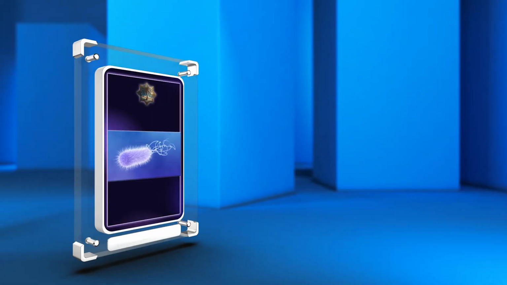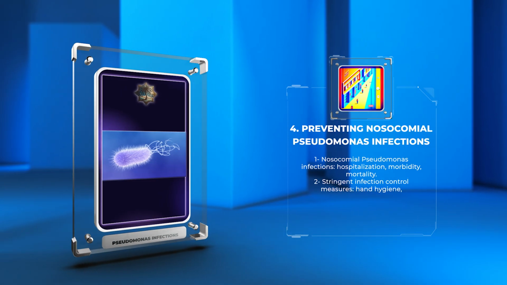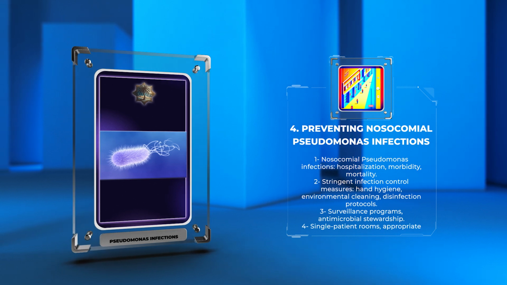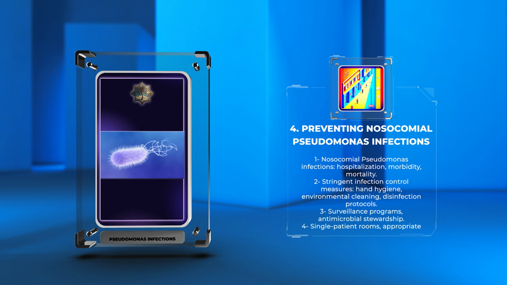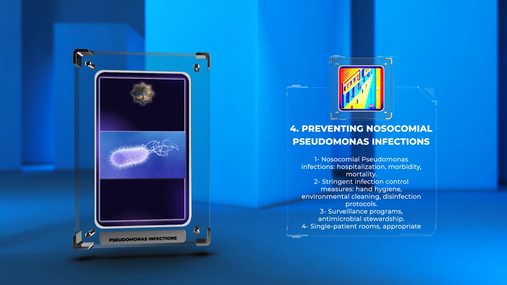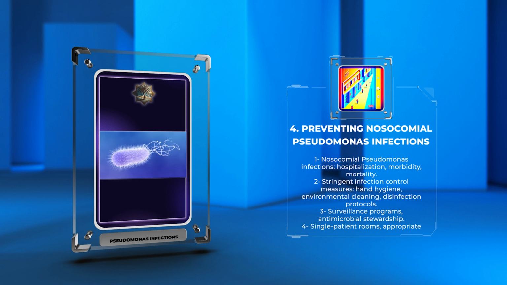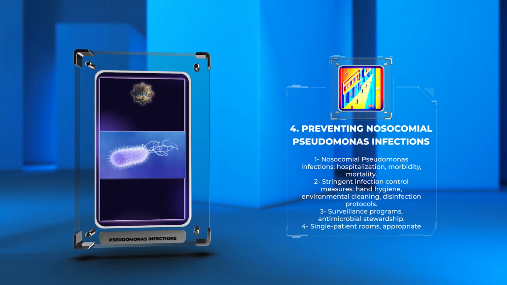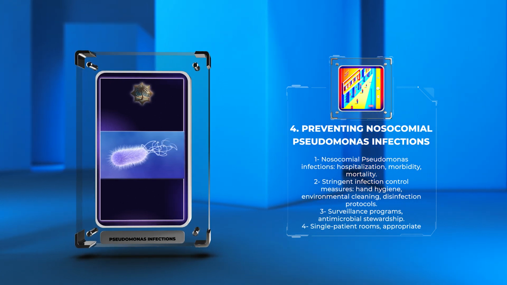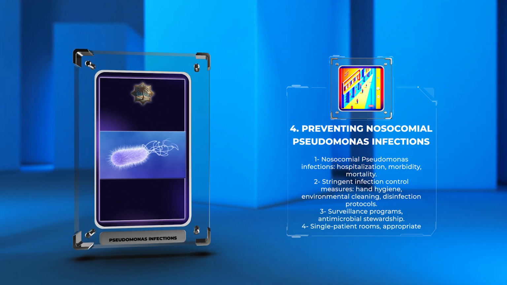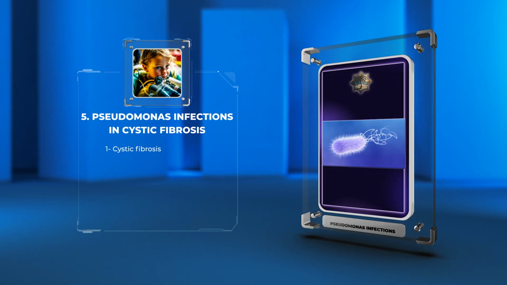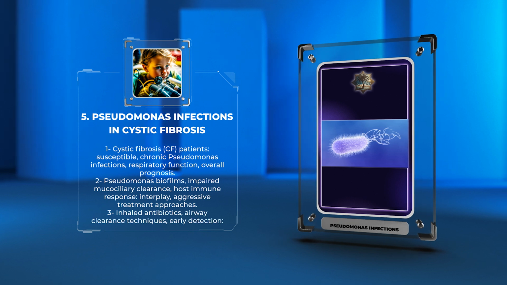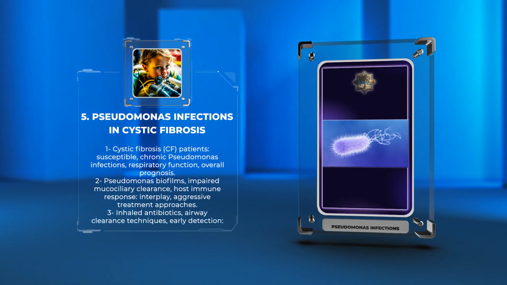Nosocomial Pseudomonas infections, acquired during hospitalization, pose a significant challenge due to their association with increased morbidity and mortality. Implementing stringent infection control measures, including hand hygiene, environmental cleaning, and adequate disinfection protocols, can help minimize the risk of transmission. Surveillance programs, antimicrobial stewardship, and the use of single patient rooms with appropriate ventilation play pivotal roles in preventing nosocomial outbreaks.